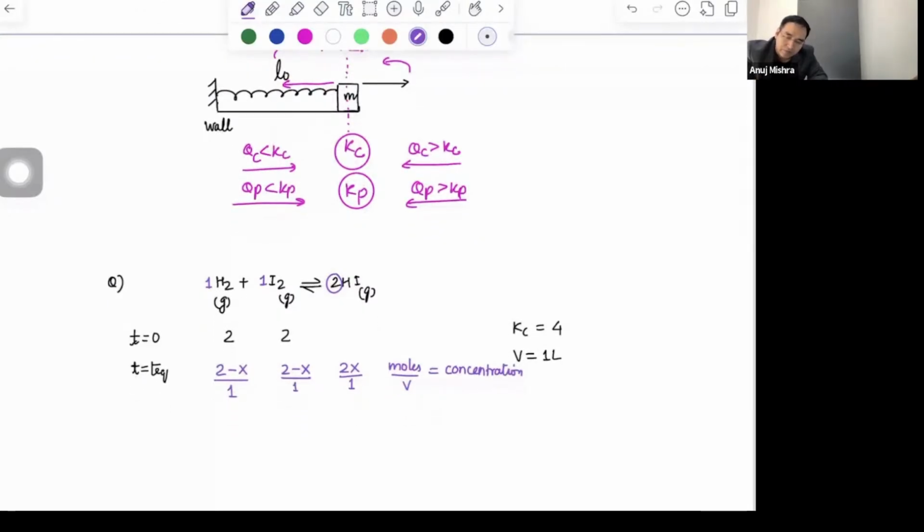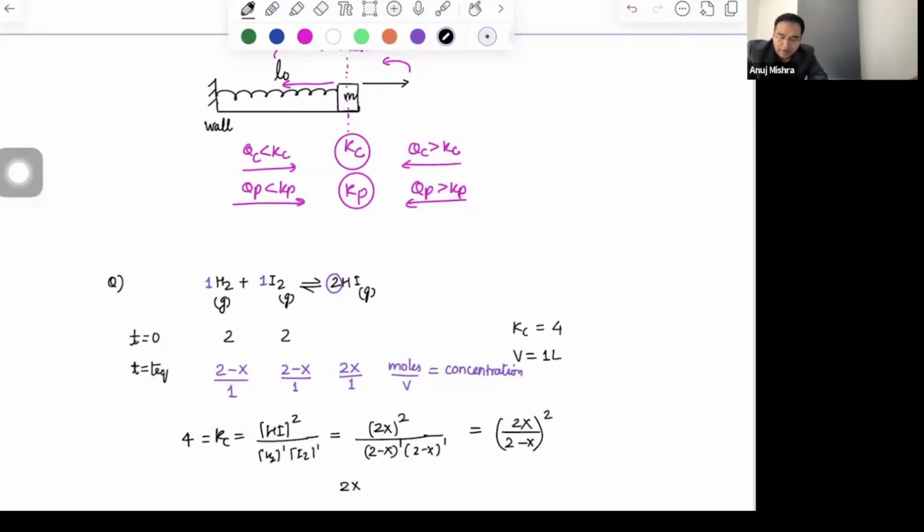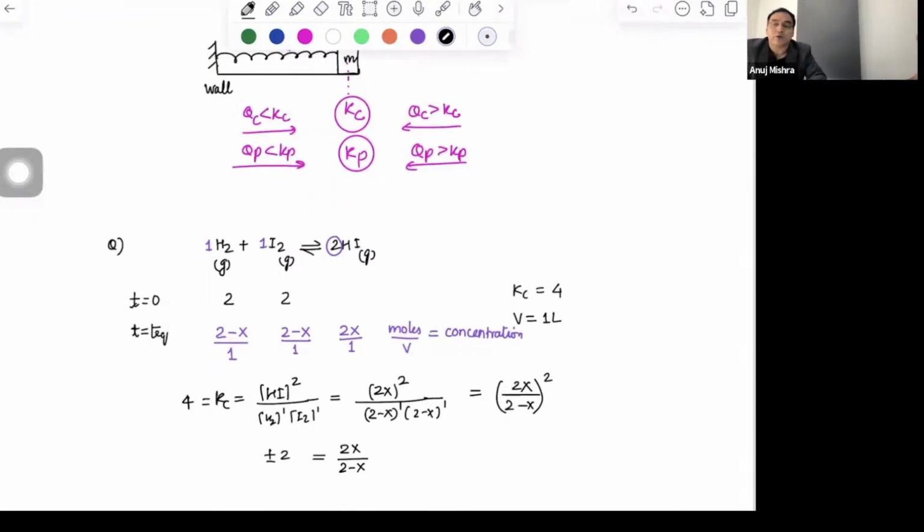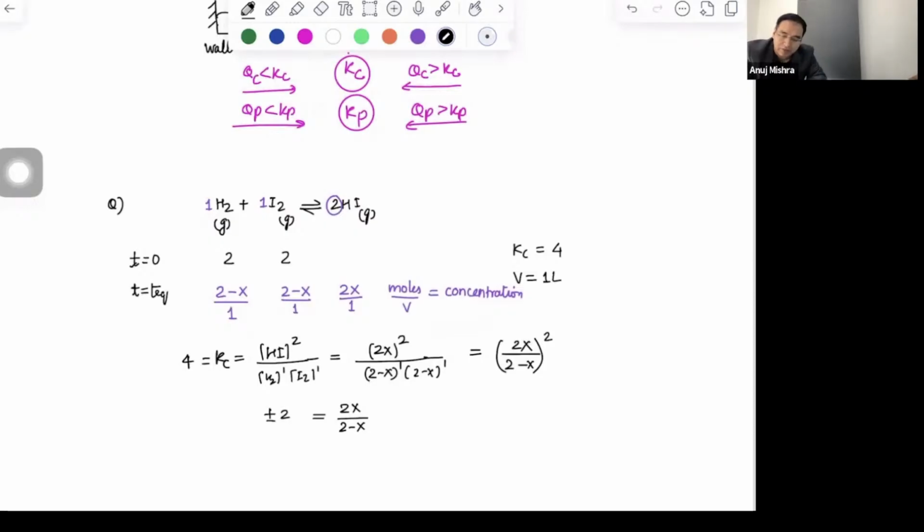So what is Kc? Kc for this reaction is defined as HI power 2, H2 power 1, I2 power 1, which is 2x power 2, 2 minus x power 1 and 2 minus x power 1. 2 upon 1 में तो कुछ फर्क नहीं पड़ेगा, that is the same, and this is given as 4. So if you solve, this becomes 2x divided by 2 minus x whole square. So what is 2x upon 2 minus x? Plus minus 2. Whenever you take root, be careful, always use both the signs. But the minus sign will not make much sense here. We'll see that later. But in mathematics, you should have this practice. Never take only the plus sign. That can be a mistake sometimes.